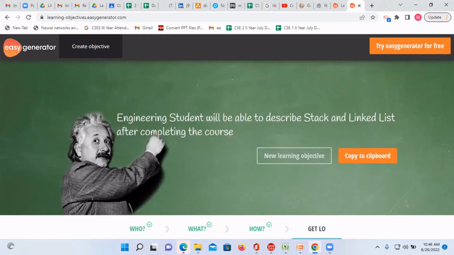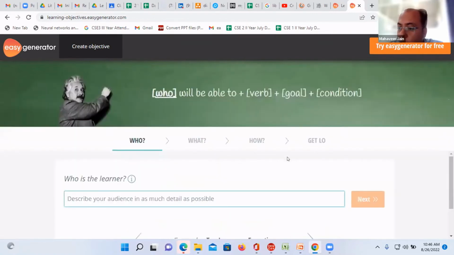Okay. After that, this is one objective. You can go for another objective also, the new objective. So you can create new objectives. So in this website, your help will be, you can just identify the Bloom's taxonomy. You can just inculcate the Bloom's taxonomy verbs in your objectives. Am I clear?